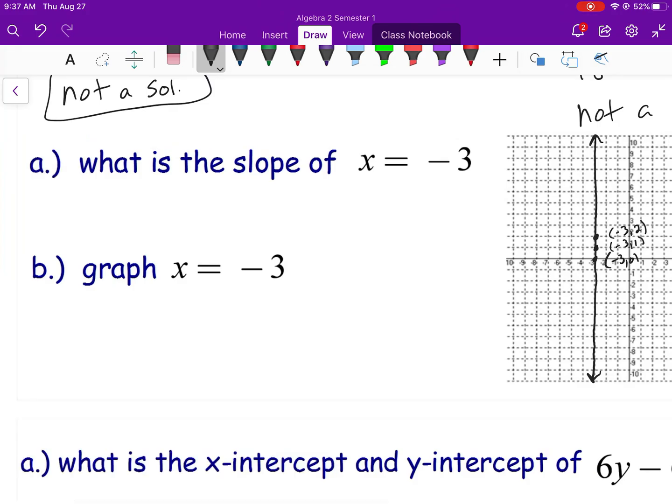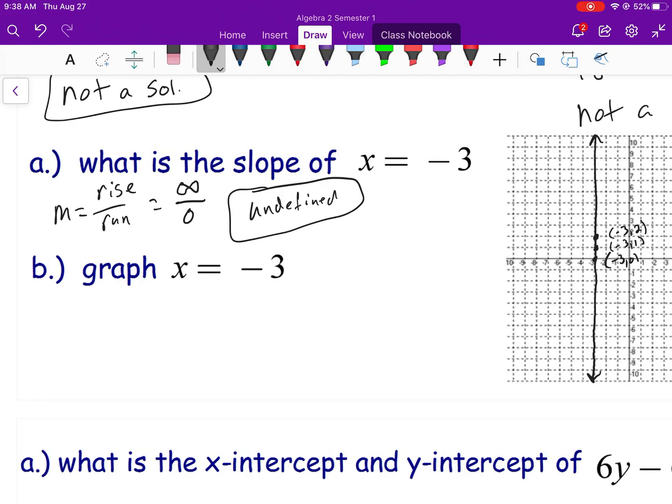If you remember, slope, which we represent with m, is rise over run. Rise is up and down. We're going up and down forever, so that's like we got infinity. In our run, we're not going anywhere, so we got a run of 0. And if you go into a calculator and you do anything divided by 0, it's undefined. So in this case, we have an undefined slope. Any straight vertical line will have an undefined slope.